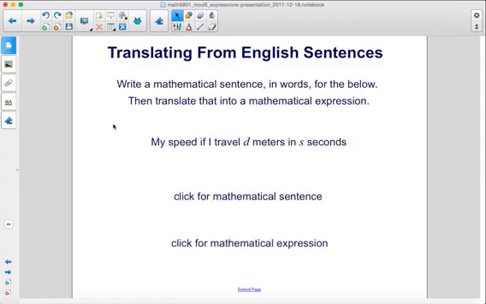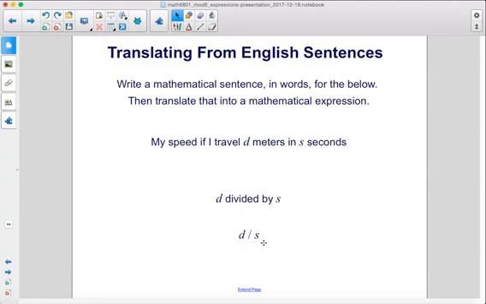Write a mathematical sentence in words for the below. Then translate that into a mathematical expression. My speed if I travel d meters in s seconds. D divided by s. So that would give you meters per second. Mathematical expression, d divided by s.